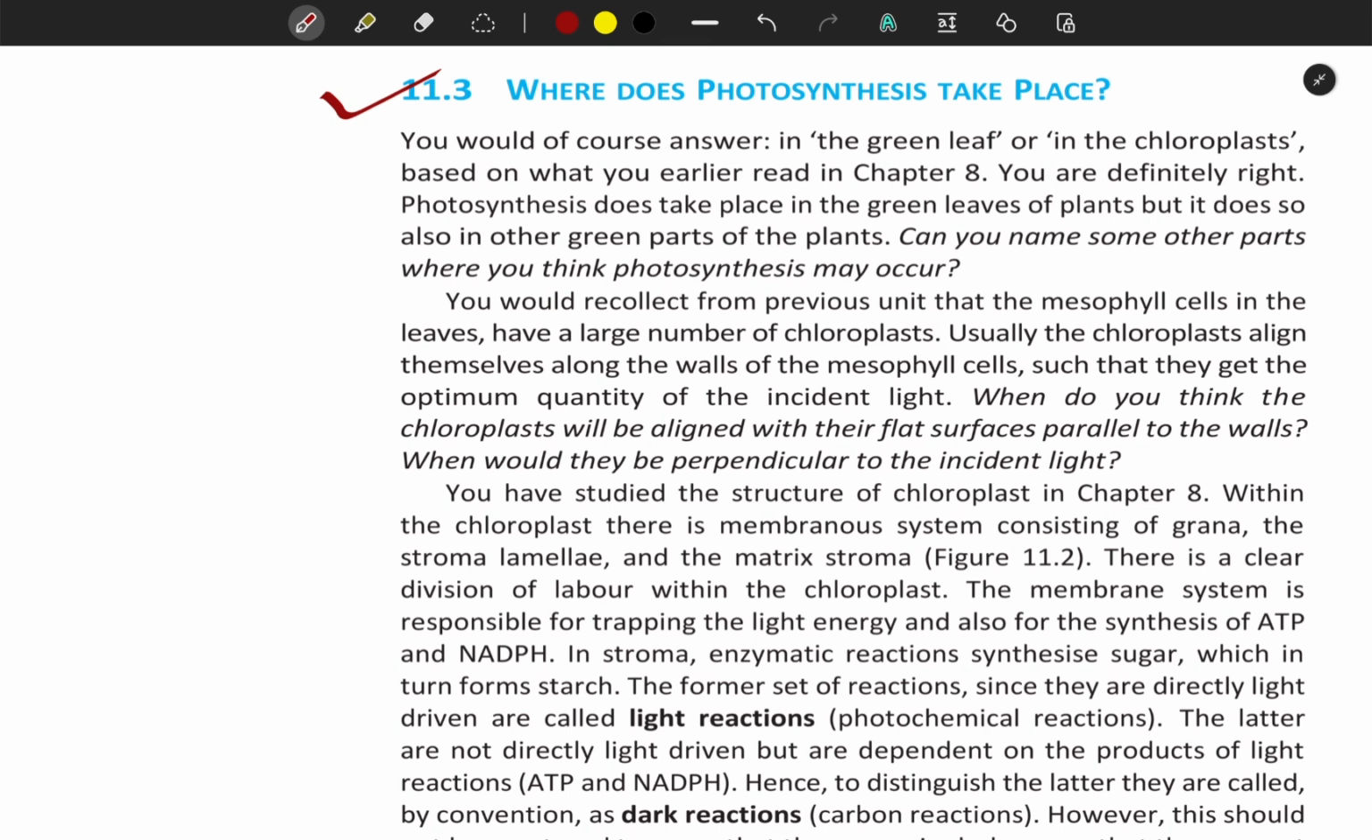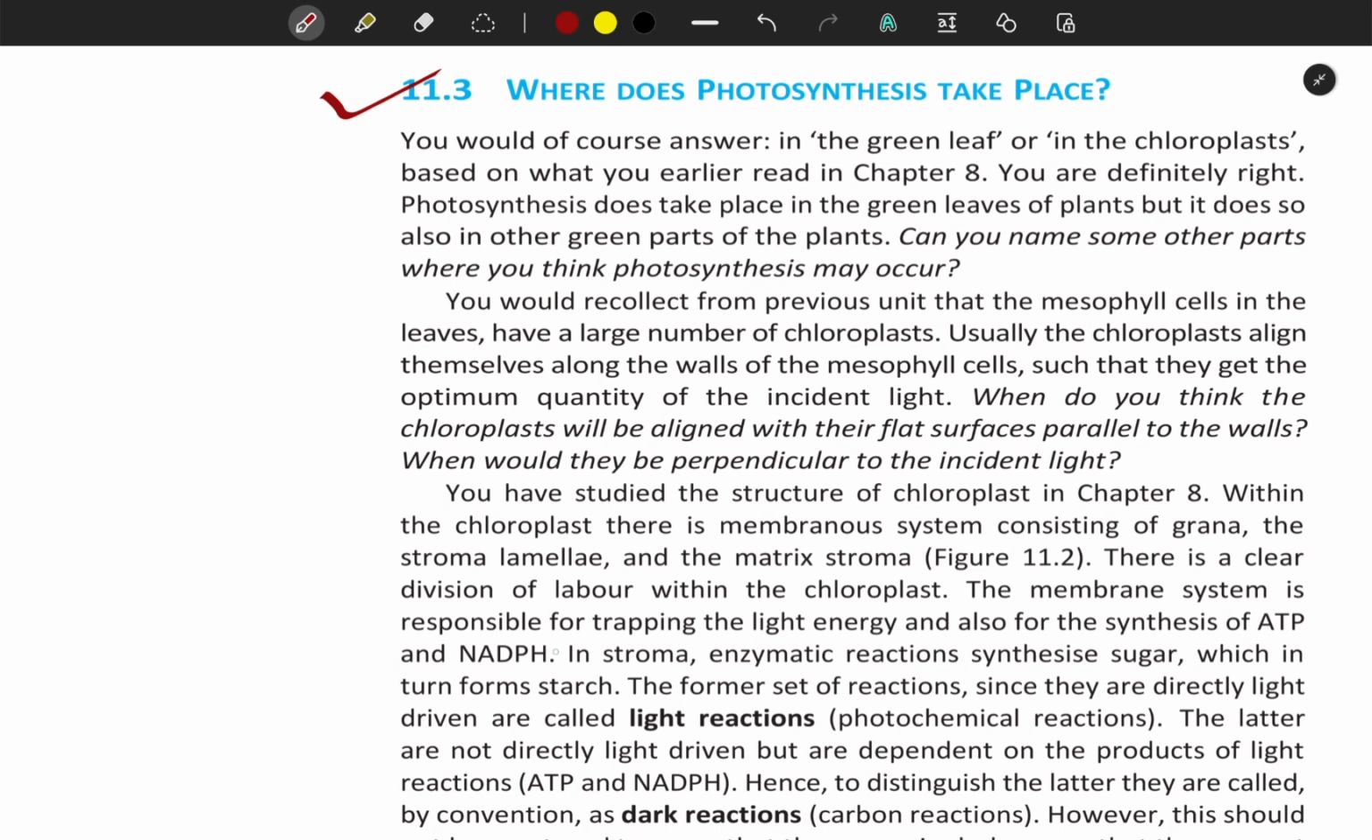You would recollect from the previous unit that the mesophyll cells in the leaves have a large number of chloroplasts. Usually the chloroplasts align themselves along the walls of the mesophyll cells such that they get the optimum quantity of the incident light. When do you think the chloroplasts will be aligned with their flat surfaces parallel to the walls? When would they be perpendicular to the incident light? You have studied the structure of the chloroplast in chapter 8. Within the chloroplast, there is a membranous system consisting of grana, the stroma lamellae, and the matrix stroma.